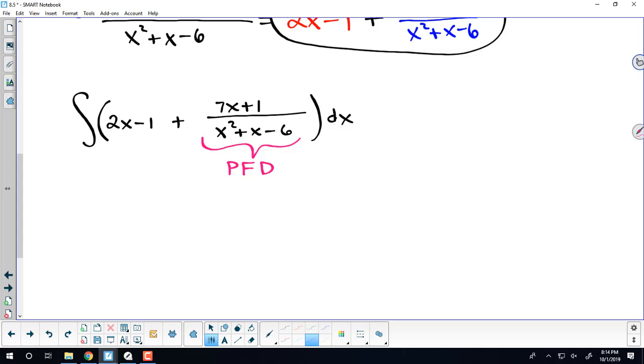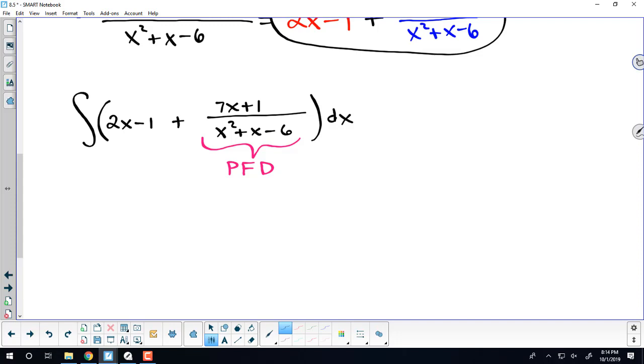Does anyone have any questions on where we're at? Does it all make sense? All right, so this one is a reducible quadratic. So this is 7x plus 1 over two simple linear terms.